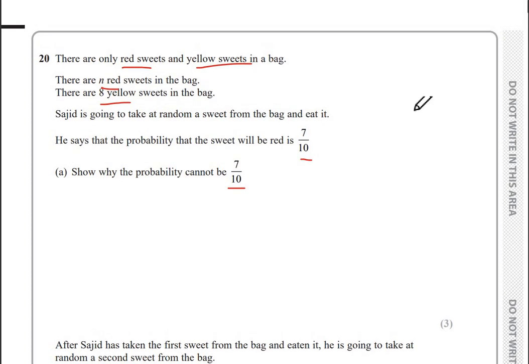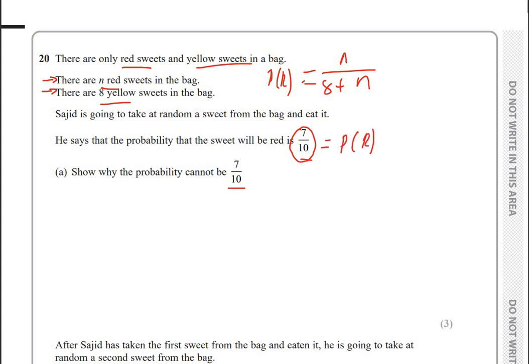Alright, so we're told that the probability that the sweet will be red is 7/10. Well, at least Sajid says it's 7/10. And we're also given the number of red sweets as n, so we don't actually know how many red sweets there are. But we could put this information in the form of the probability of taking a red sweet. So the probability of taking a red sweet will be n red sweets over the total of 8 plus n sweets. And here we're also told that the probability of taking a red sweet is 7/10.